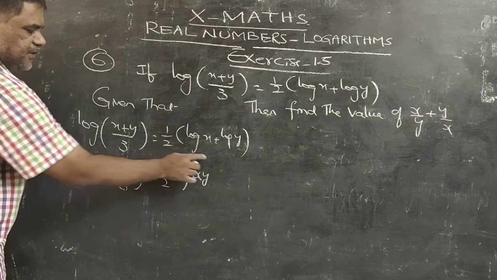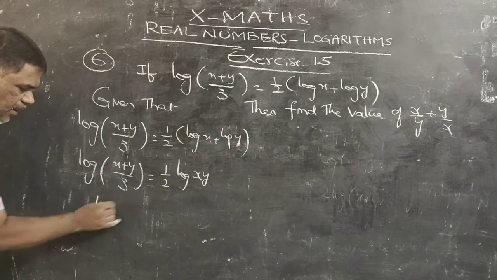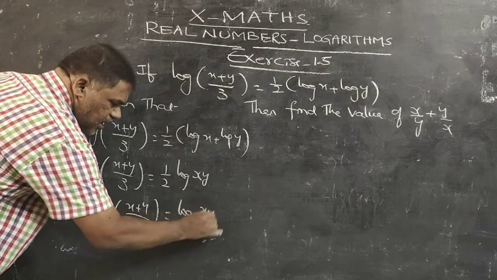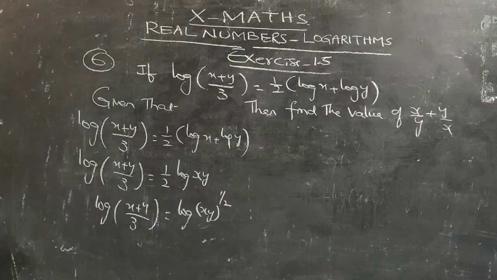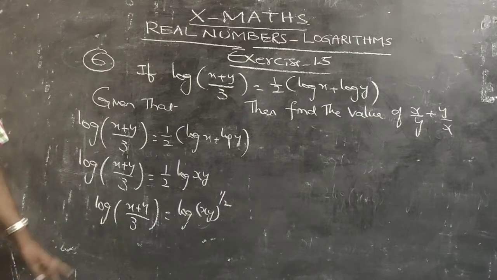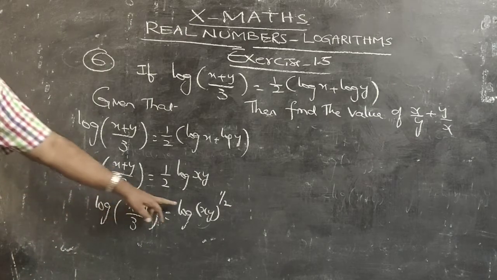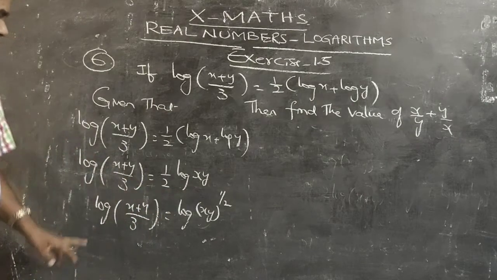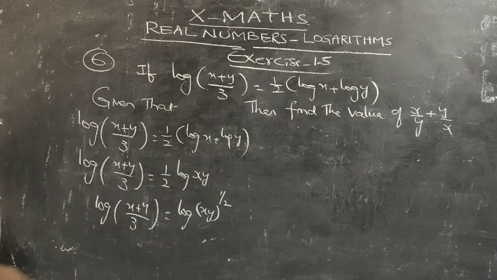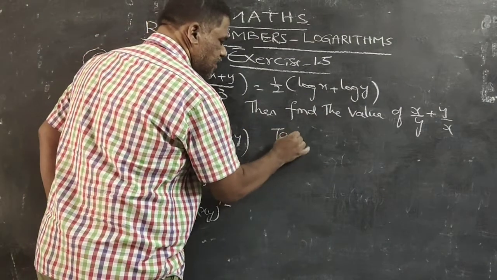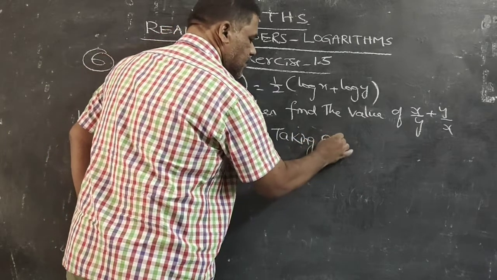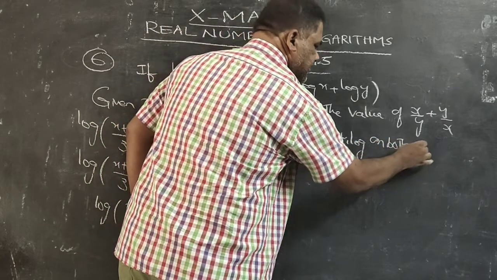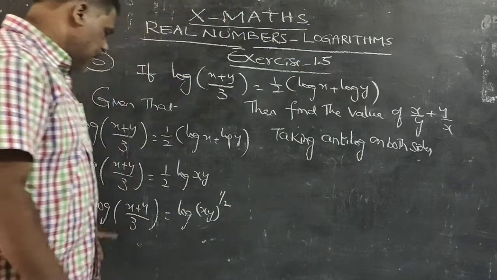In logarithms the coefficient comes as the power, so it will become log of (x plus y) by 3 is equal to, this 1 by 2 goes there, log xy to the power 1 by 2. Now on both sides only a single logarithm is there, we can remove the logarithm. Removing the logarithm is nothing but applying anti-logarithm on both sides. We cannot just cancel this, we have to write taking anti-log on both sides. That means we are removing the logarithm. So taking anti-log on both sides, now you can remove the logarithm on both sides.